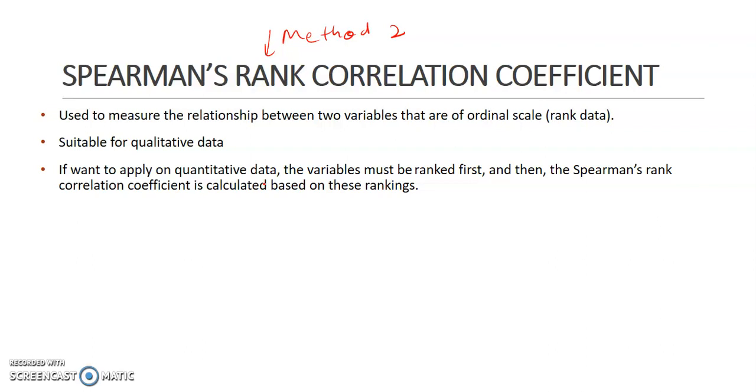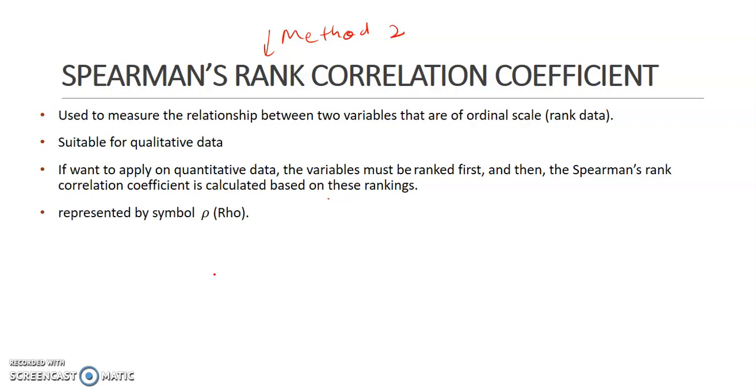Okay, and if you want to apply this Spearman's rank method on quantitative data, the variables must be ranked first, and then the Spearman's rank correlation coefficient is calculated based on the rankings. Jadi untuk quantitative variable, kita boleh juga guna Spearman's rank formula. Tetapi you kena buat ranking dulu for the variables, barulah boleh guna this formula based on the rankings yang you dah buat tadi. Okay, so for this Spearman's rank, it is represented by symbol rho.